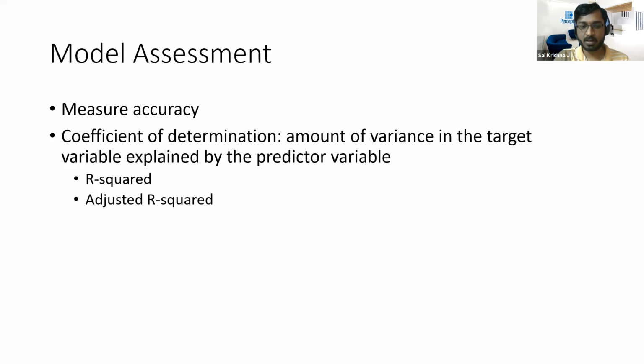Okay. So what it means is 65% of the variance in the target variable is explained by the predictor variable or the variables, depending on what sort of regression you use. Okay. And there are two types of this R squared value. One is called R squared and the other is called adjusted R squared.